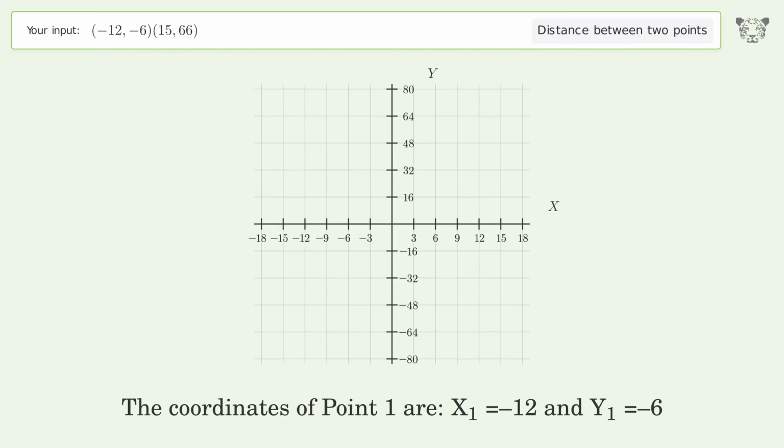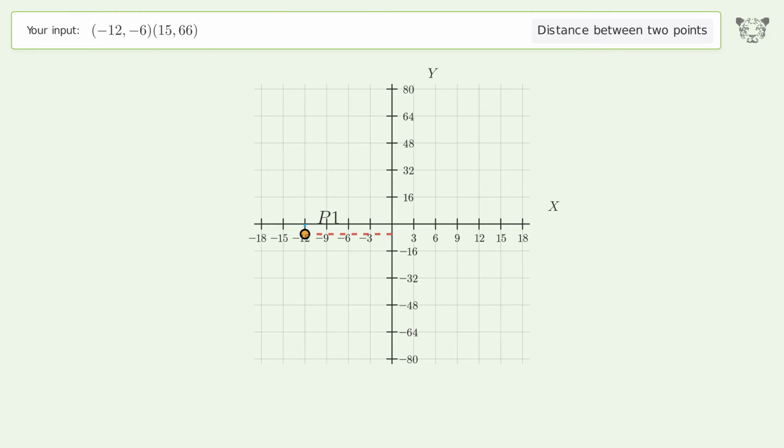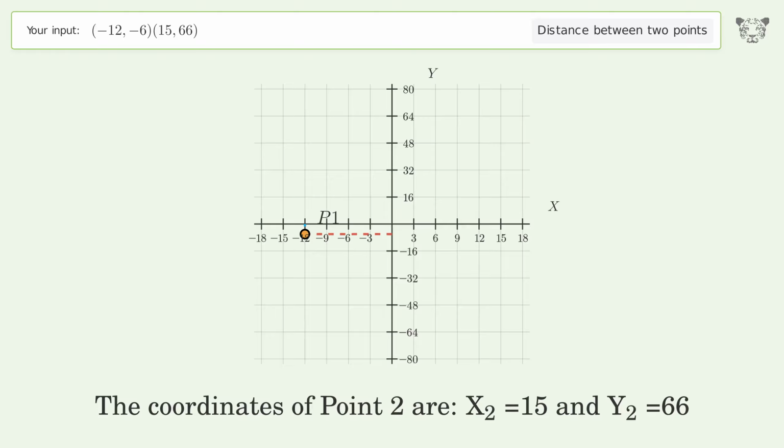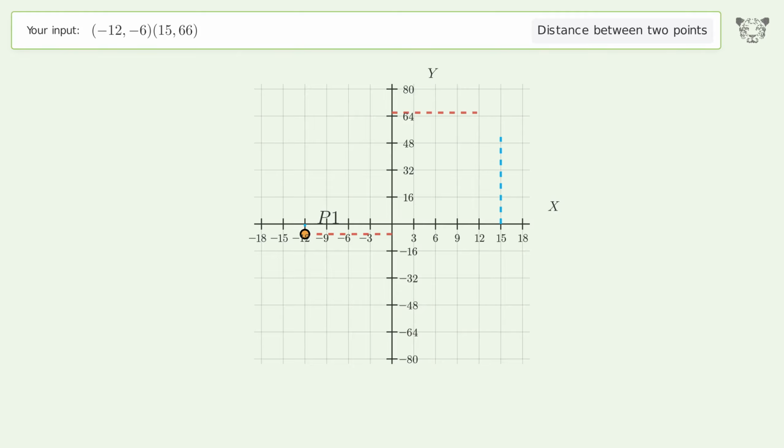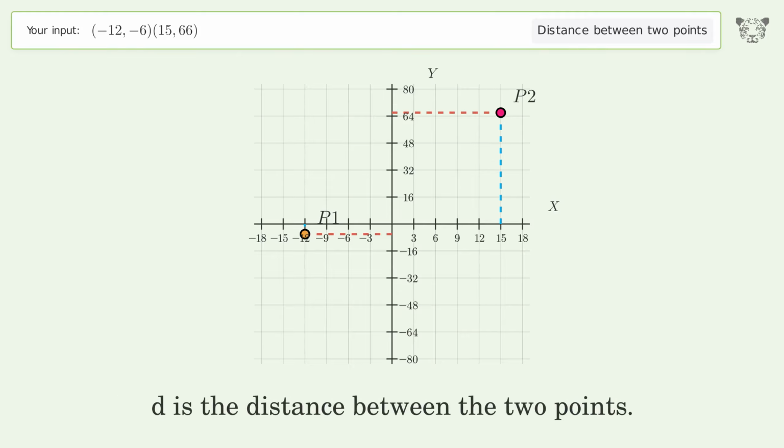The coordinates of point 1 are x1 equals -12 and y1 equals -6. The coordinates of point 2 are x2 equals 15 and y2 equals 66. D is the distance between the 2 points.